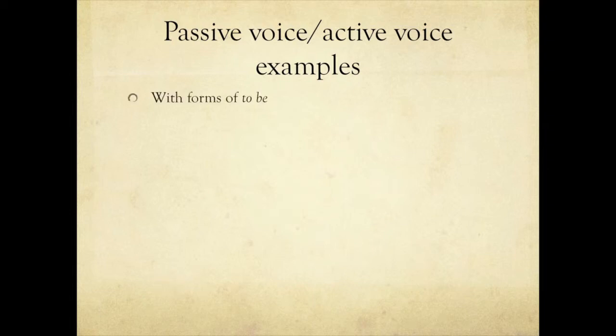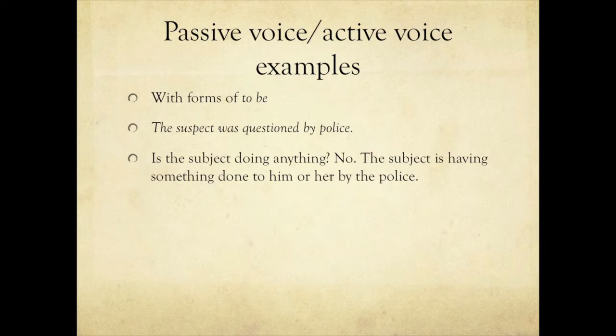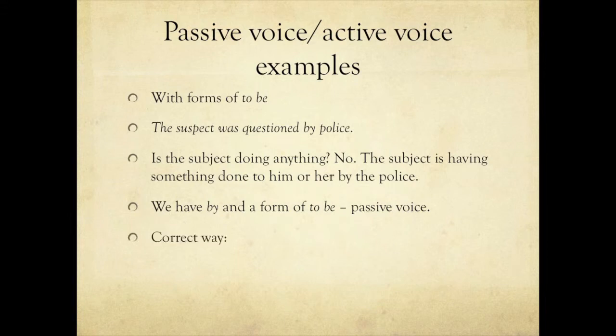All right, so with forms of the verb to be: the suspect was questioned by police. What's the form of the verb to be that we have here? Well, we have the past tense, was. Okay? And let's ask ourselves, is the subject doing anything? No. The subject is having something done to him or her by the police, right? We have by and a form of the verb to be there. That is straight up passive voice. No doubt about that, because the police are the ones doing something.